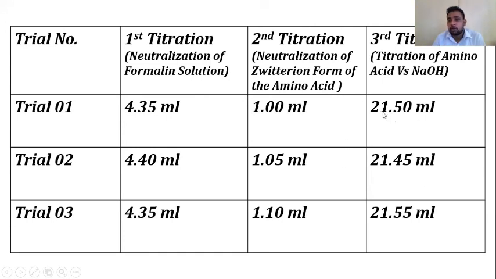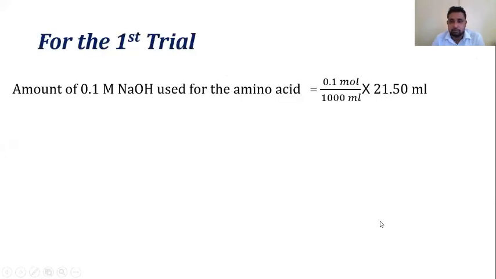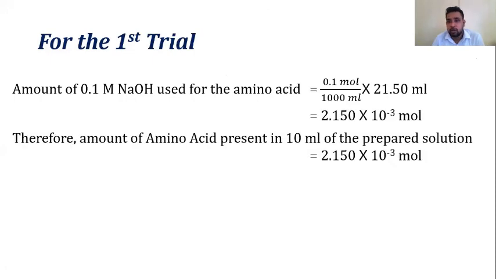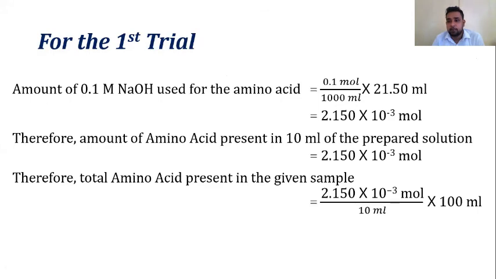Okay, so these readings are not at the same level. It means we cannot take the average here. So when you are doing the calculation, you take the amount of sodium hydroxide used for the amino acid, and from that you calculate the amino acid present in 10 milliliters of the prepared solution. For the first trial it is correct. In the second trial you have taken 10.10, so accordingly you have to change this.